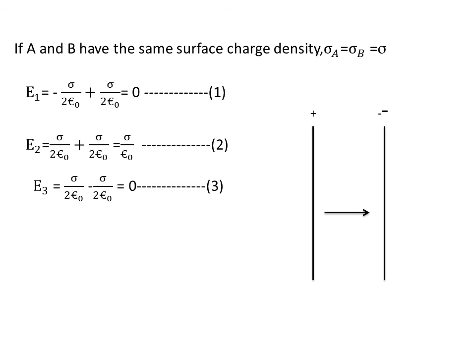It means that in part 1 the electric field is 0. In the second part the electric field E is equal to sigma by epsilon 0. It is positive, so its direction is towards the right, that is from the positive plate to the negative plate. In the third region again the field is 0. So the field is present between the plates from positive to negative and its value is sigma by epsilon 0.